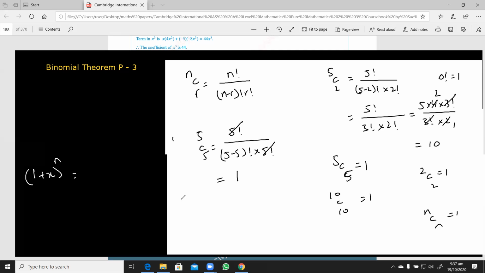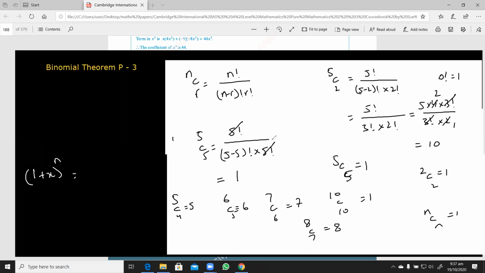Okay. Again, you can learn this like 5C4, 6C5, 7C6, 8C7. Like 5C4 is 5. 6C5 is 6. 7C6 is 7. 8C7 is 8. And you can figure out why it is so.